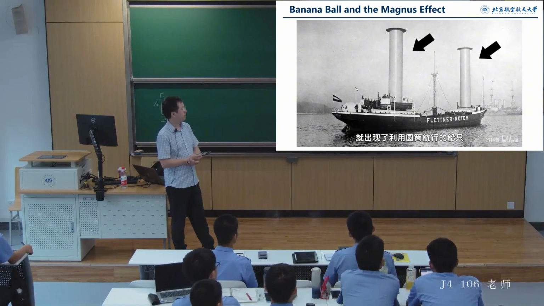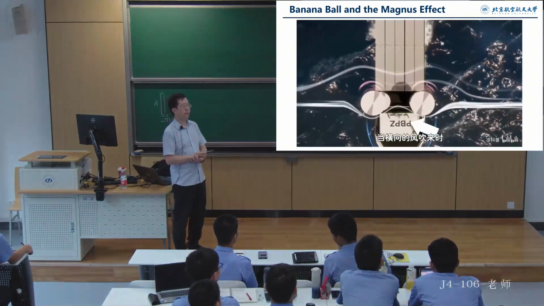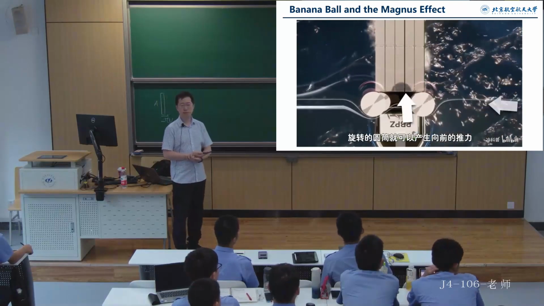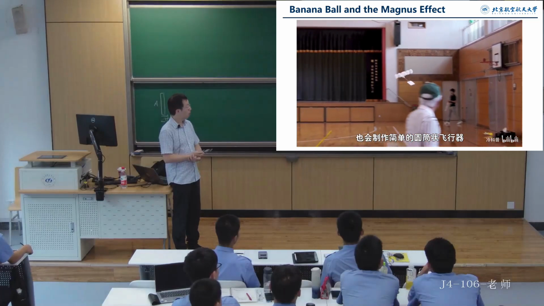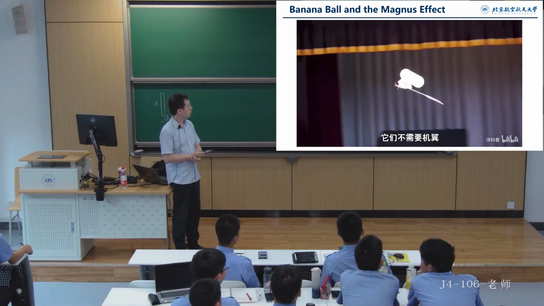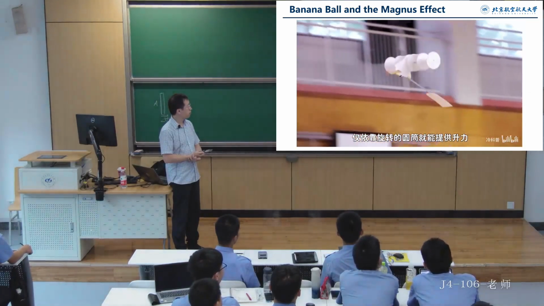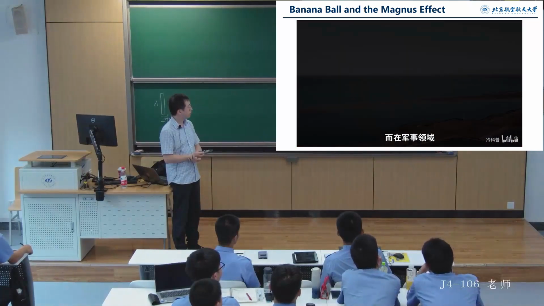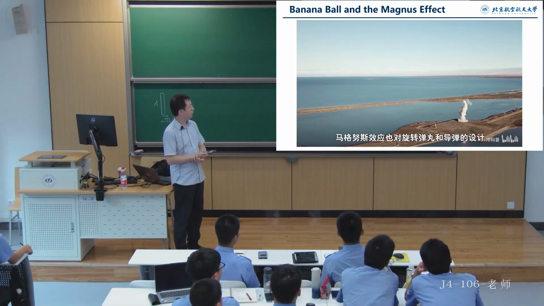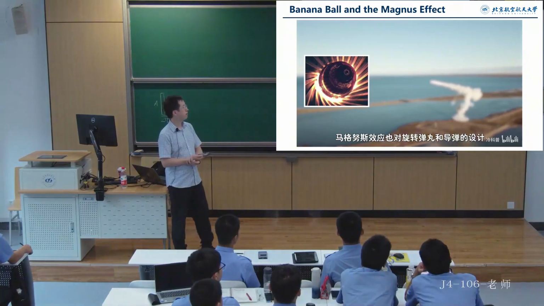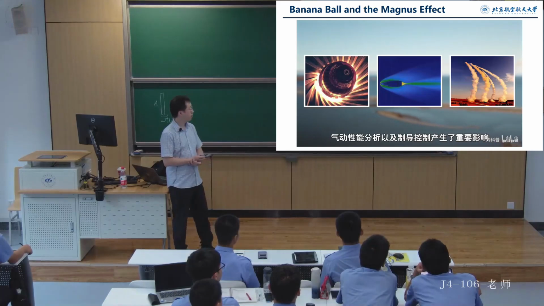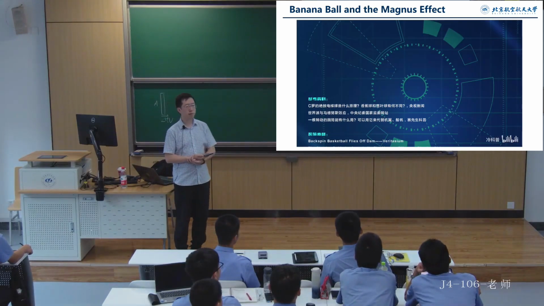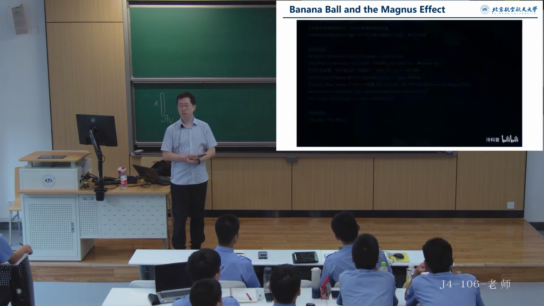The answer is yes. As early as the 1980s, there were ships that utilized this ancient method of navigation. When a crosswind blows, the rotating cylinder can generate forward thrust. Similarly, many aviation enthusiasts create simple cylindrical flying devices that do not require wings and rely solely on the rotating source to provide lift. In the military field, the Magnus effect also has a significant impact on the aerodynamic performance analysis and guidance control of spinning projectiles and missiles.